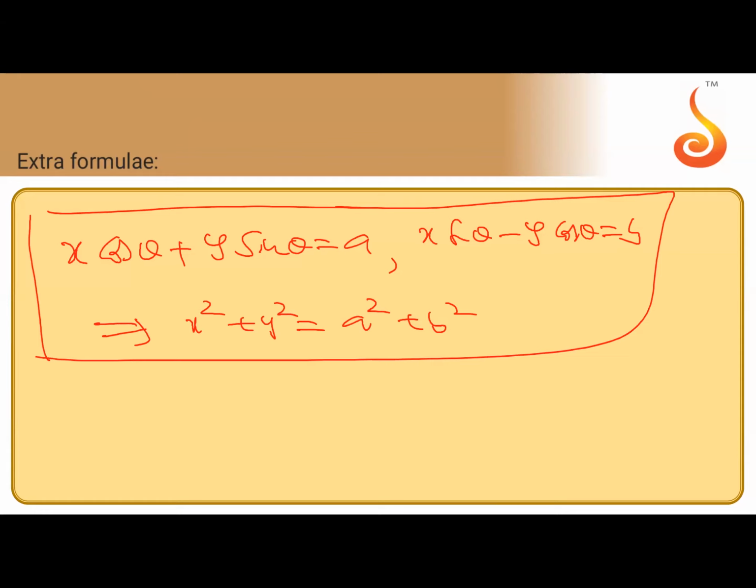So squaring and adding, x square cos square, x square sin square, we'll get x square. y square sin square, y square cos square, so y square times sin square plus cos square. The two ab terms will get cancelled. It's a very useful property.